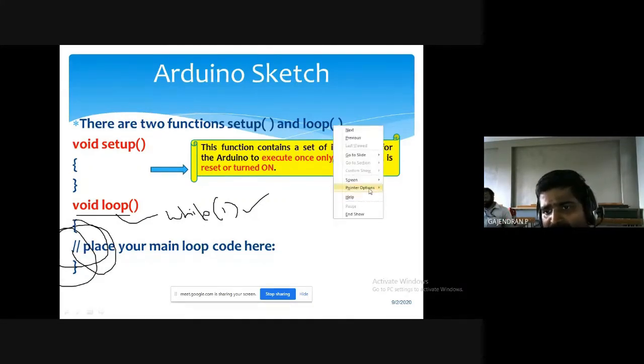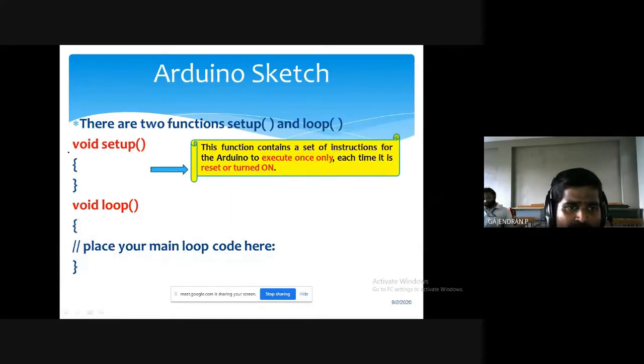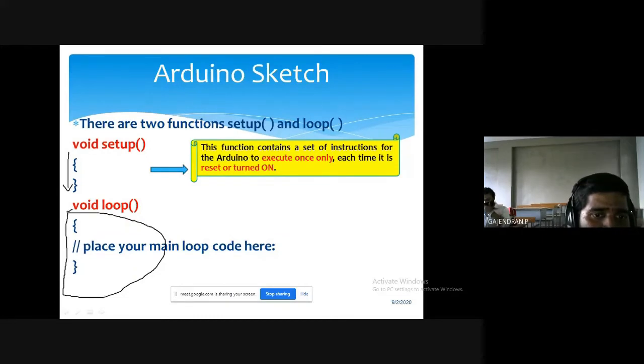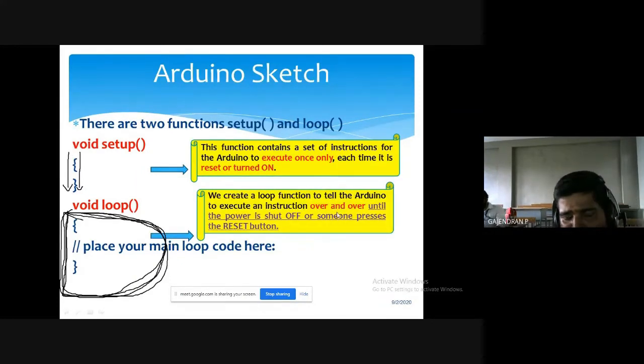What is the sequence? Once you start the program, void setup will execute. Then it will enter into void loop. It goes to the last line, then it will come back. Whether it goes to void setup again? Hello, sir? Whether it goes to void setup again next time? No. It will again come back to void loop. It will get into this loop infinite times. Whenever you reset, at that time it will come back here. It will execute once, then it comes to void loop. Please make note of this one. Over and over, infinite times.